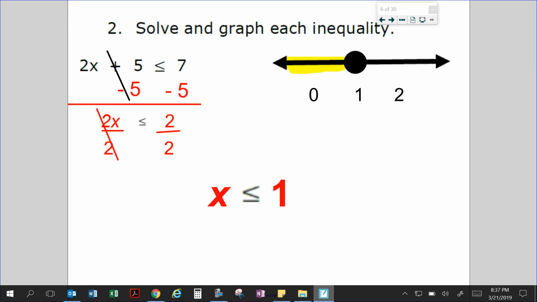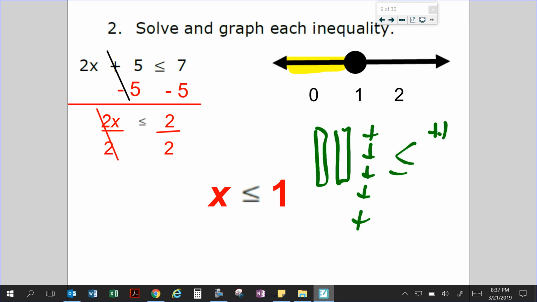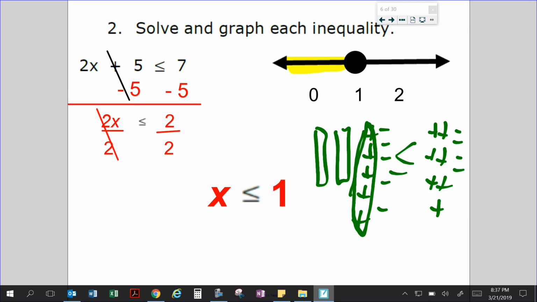Number 2, solve and graph each inequality. So you have 2x plus 5 is less than or equal to 7. You have to get rid of these units. So here's the model, 2x plus 5 less than or equal to 7. How do I get rid of it? I need to isolate x. How do I get rid of a positive 5? You must balance it on each side. So that's why I'm subtracting 5 from both sides.